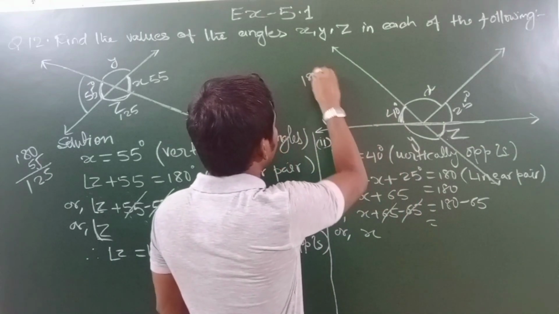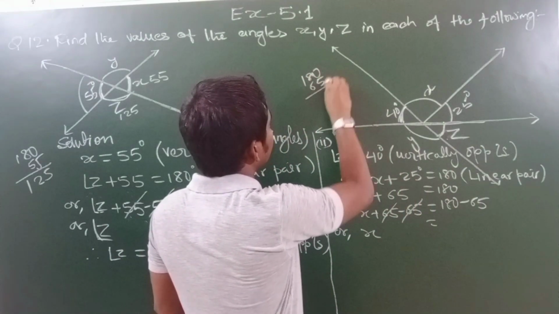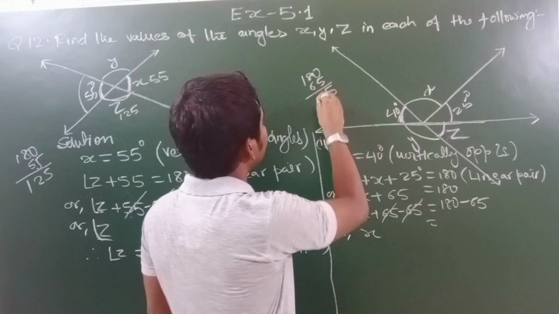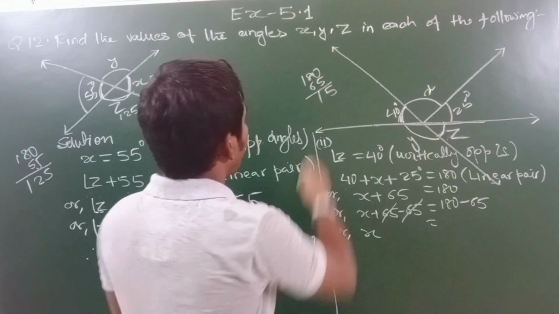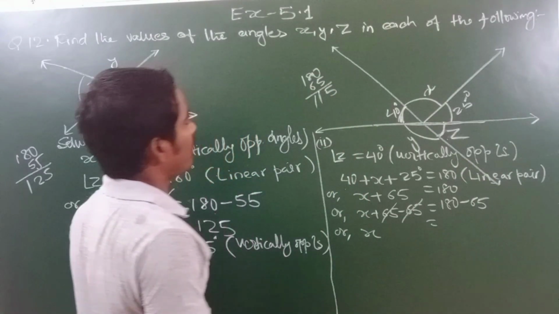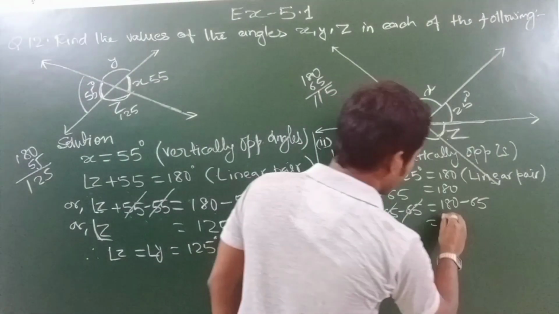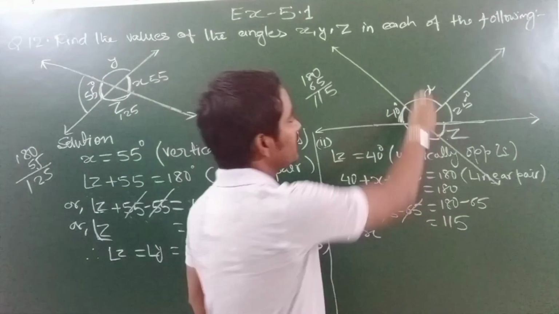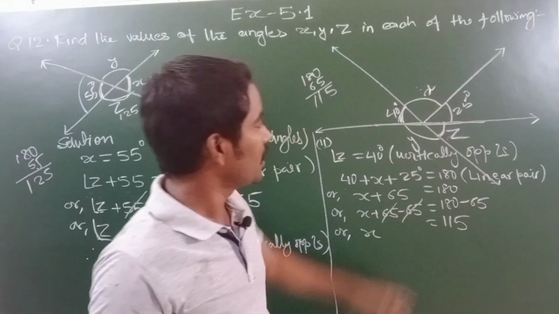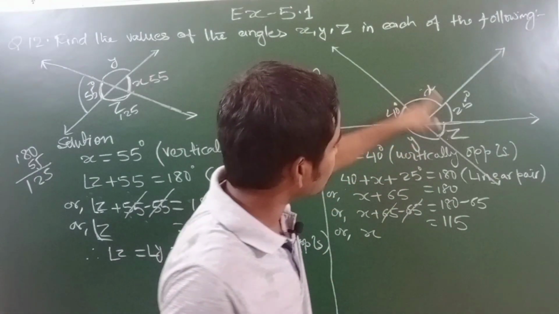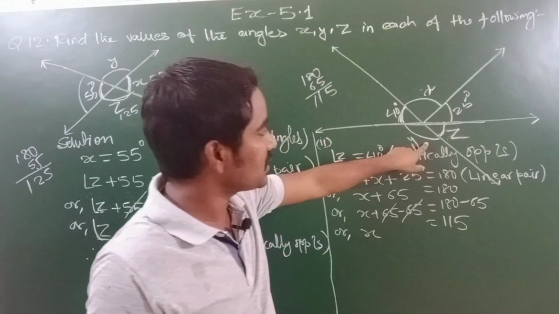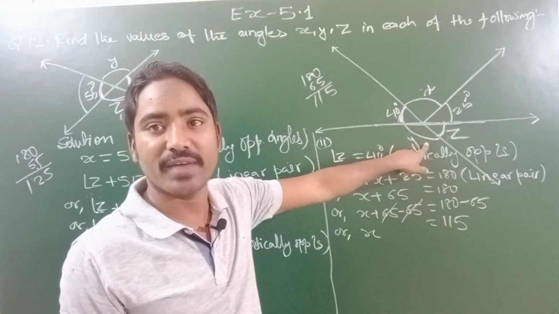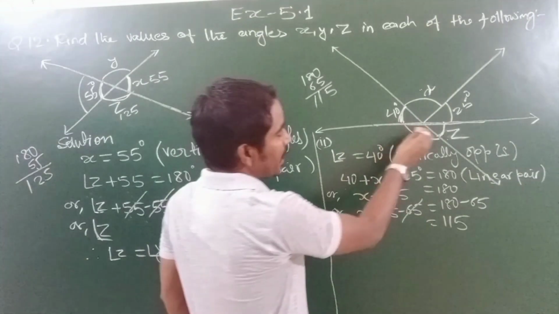If you will subtract 180 minus 65, here you will get 5, here you will get how much? 7 minus 6 minus 1, and here remaining 1. So how much you will get? X is equal to students 115 degree. Where is x? Here is x. Okay, now you got the value of x and z. Now which one is remaining? Y value is remaining.